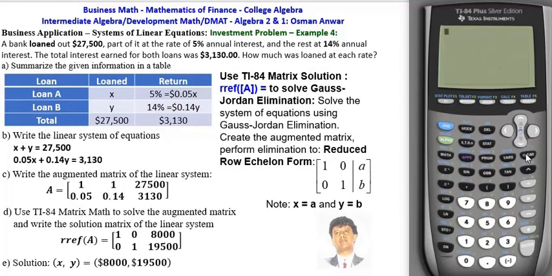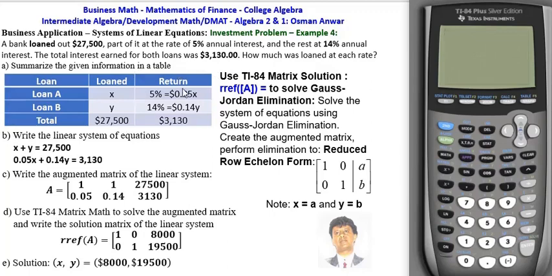This is business application, system of linear equations, investment problem, example 4. A bank loaned out $27,500, part of it at 5% and the other part at 14%. The total interest earned for both loans was $3,130. How much was loaned at each rate?